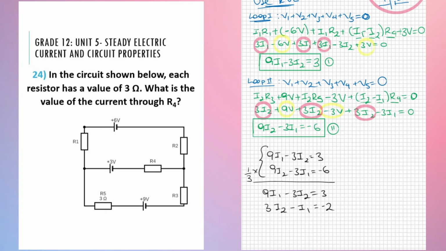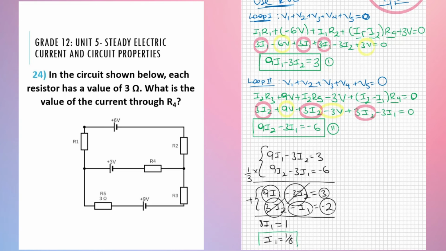So what will happen now if we add these two equations together? You get 9I1 minus I1, that will be 8I1, right? And then you have minus 3I2 plus 3I2, so these two will actually cancel out each other. That is the whole reason why I multiplied it by 1 over 3. So you have 8I1 is equal to 3 minus 2, and that will be 1. Finally, we get I1 is equal to 1 over 8. That will be our value for I1.